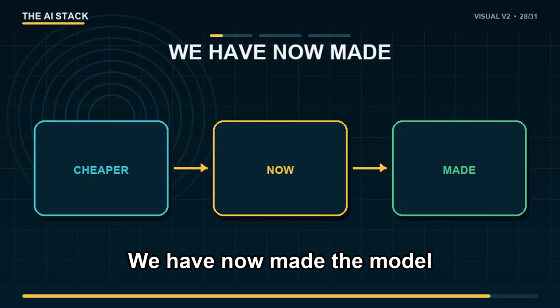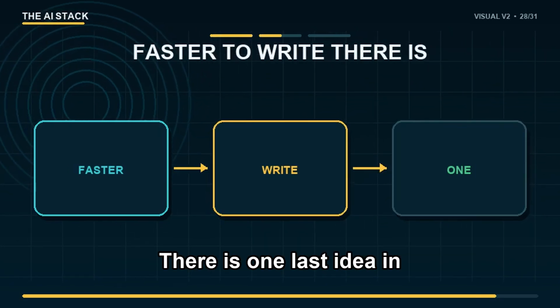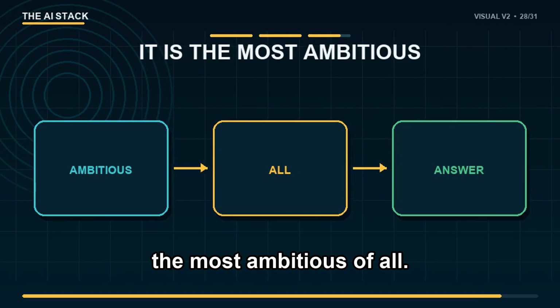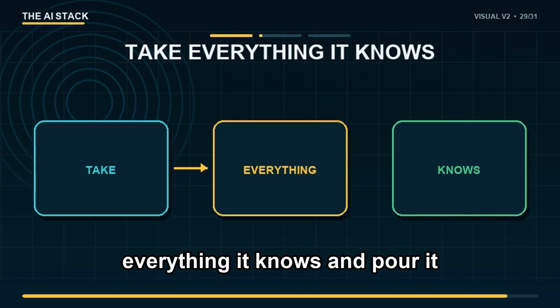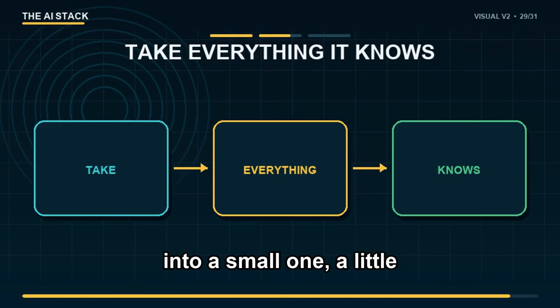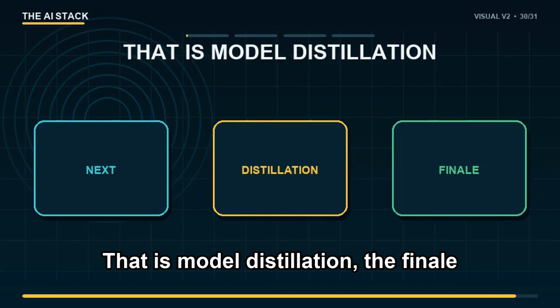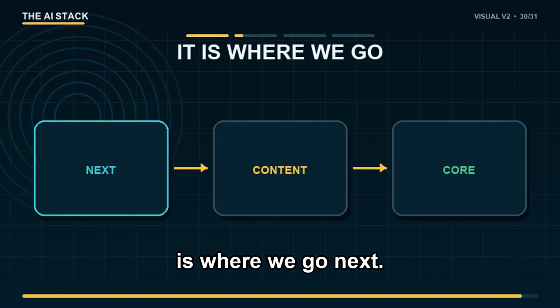We have now made the model cheaper to hold, cheaper to read, and faster to write. There is one last idea in this bonus track, and it is the most ambitious of all. Instead of speeding up a giant model, what if you could take everything it knows and pour it into a small one? A little model that learned to think like the big one. That is model distillation, the finale of the whole course, and it is where we go next.